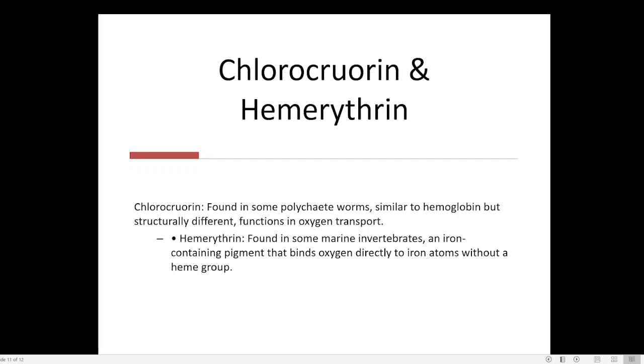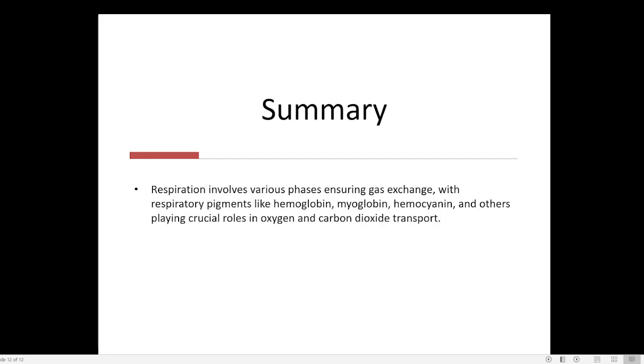In most of the vertebrates we have hemoglobin and myoglobin. So this is an idea regarding the different types of pigments. We have hemoglobin, myoglobin, hemocyanin, chlorocruorin, etc., out of which the most prominent is hemoglobin. And about myoglobin we have to study a little more in detail.